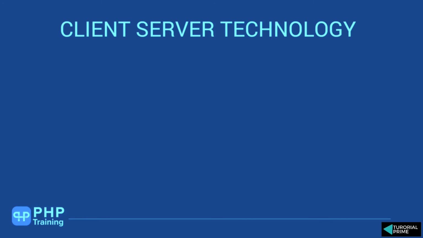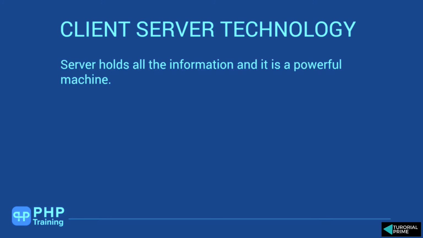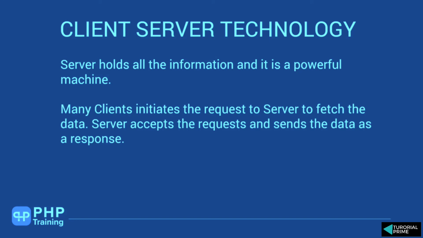So that's how client server technology works. The server holds all the information and it is a powerful machine. Most of the time servers are powerful because a server has to handle all the requests from the clients. It holds all the information, and the job of the server is to get the request and send a response. Many clients initiate requests to the server to fetch data, and then the server accepts the request and sends the data as a response to that client.